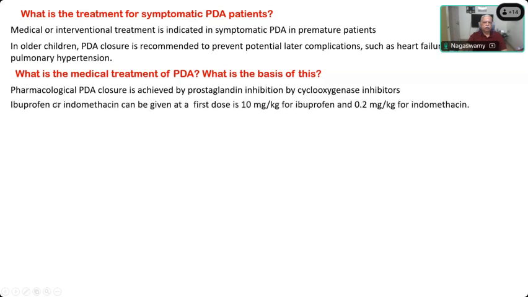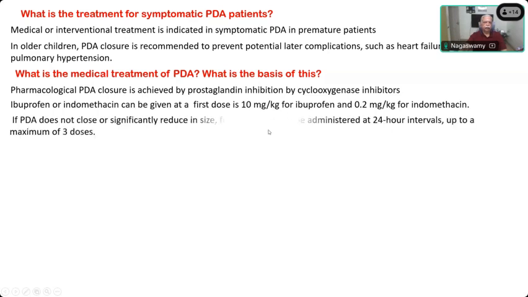Inhibitors. So ibuprofen or indomethacin can be given. The first dose is 10 milligram per kg for ibuprofen and 0.2 milligram per kg for indomethacin. That is the dose. Sometimes they may ask you this also. And if the PDA does not close or is not significantly reduced in size, further doses may be given at 24-hour intervals, up to a maximum of 3 doses.